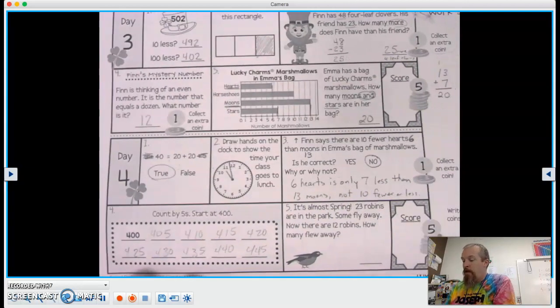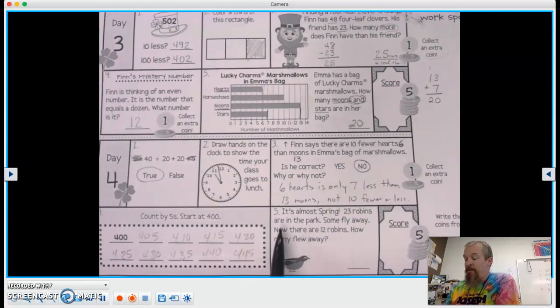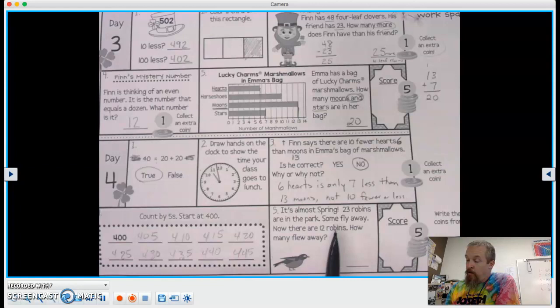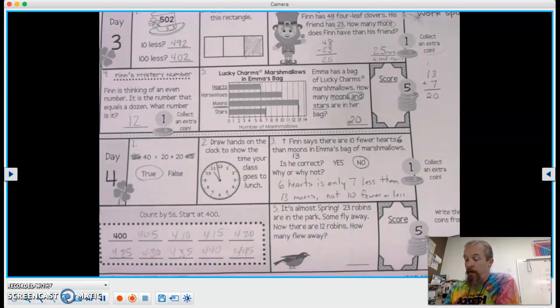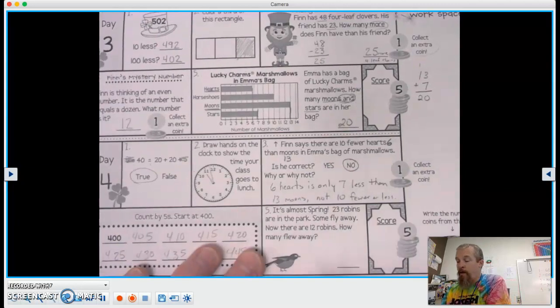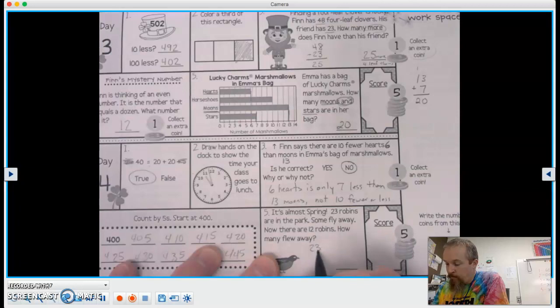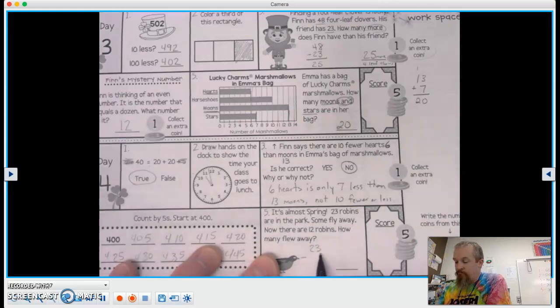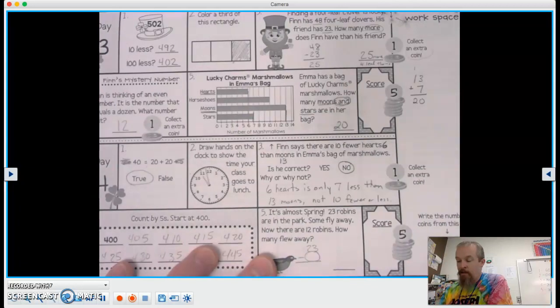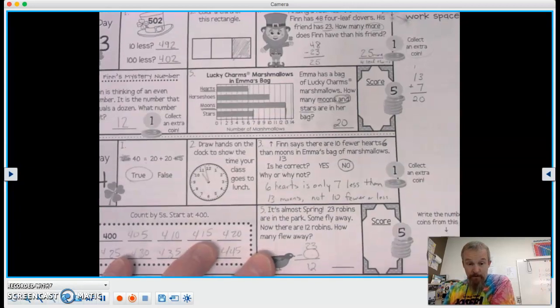Okay. It's almost spring. Oh, I love it. 23 robins are in the park. Some fly away. Now there are 12 robins. How many flew away? Okay, so we have 23 robins in the park right now, minus some equals 12, right? Because some left and flew away. That means 12 are left, right?